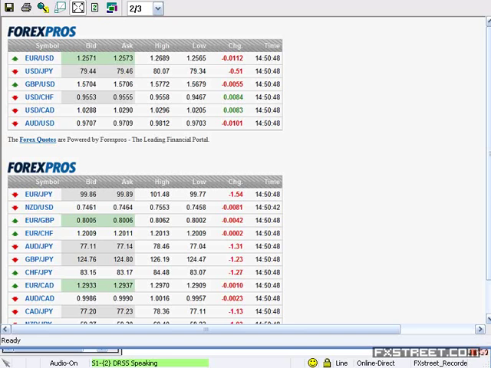Without looking into it, I can tell you, because it's a 101 pip negative net change and the New Zealand dollar is 81 pips negative net change. So it is lesser, so they wanted to rise. You can easily conclude that way.